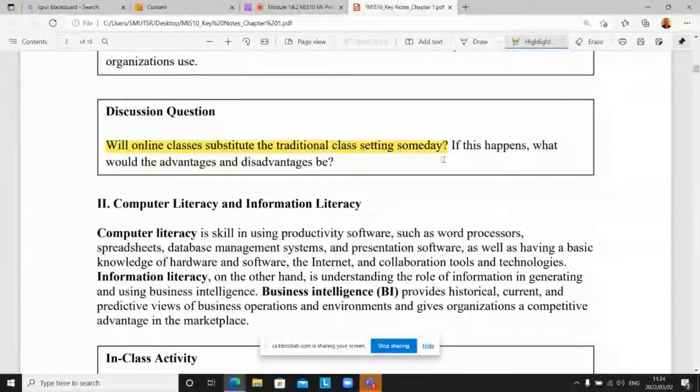Anybody? Mr. Pretorius, please monitor the chat. Yes, sir. Yes, I'm looking at the chat.